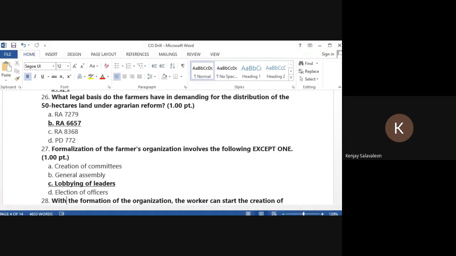Ito yung mahirap. Kasi even me, I would confess na talagang mahirap sa mga number, nalilito talaga ako. RA 7279, an act providing for comprehensive and continuing urban development and housing program. So, urban and housing program, ang Republic Act 8368. RA 8368 is an act repealing presidential decree entitled Penalizing Squatting and Other Similar Acts. So it is the anti-squatting law.